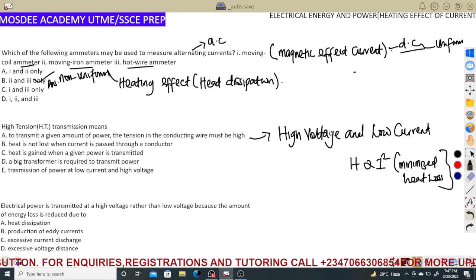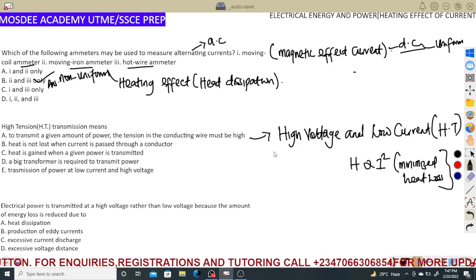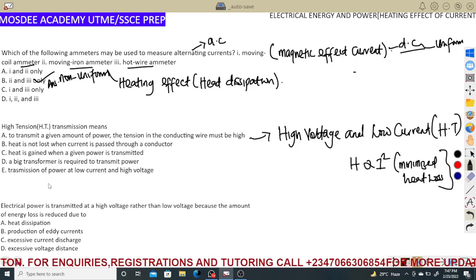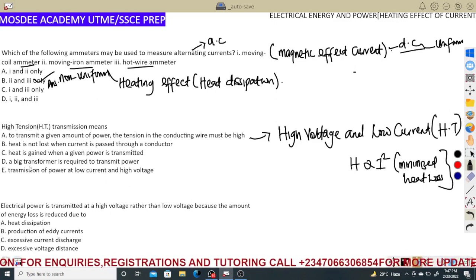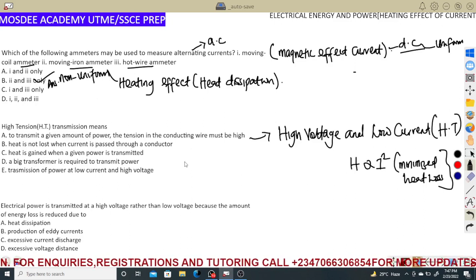So we transmit at high voltage and low current, which we call high tension. It's called high tension, HT, keep that in mind. And that's a direct question. High tension means transmission at high voltage and low current. Look for the option that matches what I said here: transmission of power at low current. This is it.